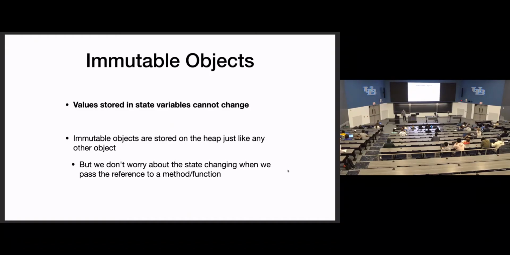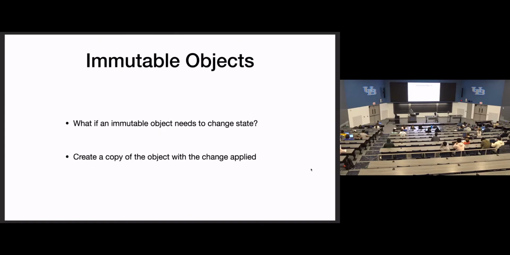With immutable objects, we still pass those objects by reference. We pass references around our code, except we're no longer worried about the state changing from under us because the state can't change. There are no variables in the state, so we're not worried about that state changing when we call a method and give it a reference to our object.